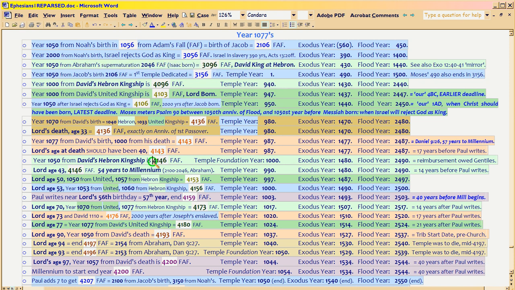The temple should have started in 3143 from Adam, when David died, the very year he died. But it doesn't start until 3146 from Adam. Now, when you see all these timelines and realize that the Jews had to learn all this stuff at their mother's knee, it's pretty complicated, huh?